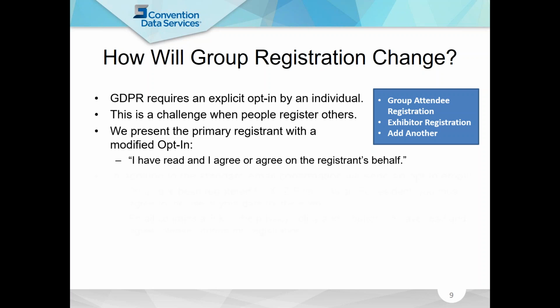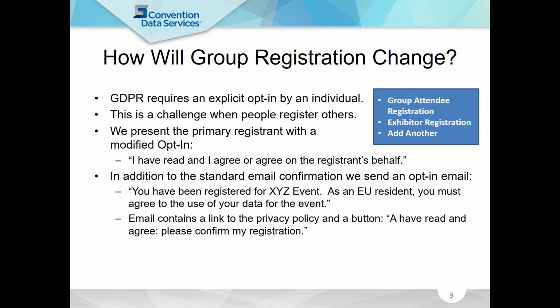We don't feel that that quite does it, so we're going to send an opt-in email in addition to the standard email confirmation that the registrant gets. They'll get an opt-in email that says something on the order of, you have been registered for XYZ event. As an EU resident, you must agree to the use of your data for the event. And then the email will have a link to our privacy policy and a button that asks them to opt in. I have read and agree. Please confirm my registration.